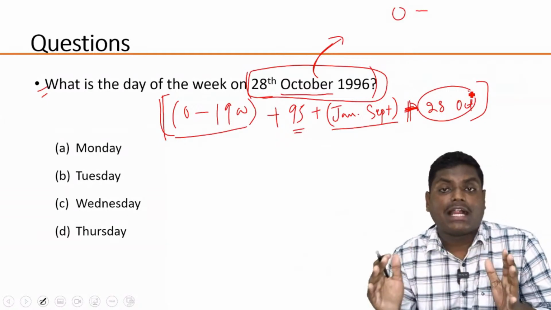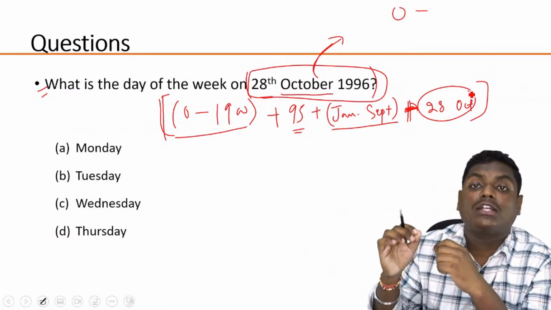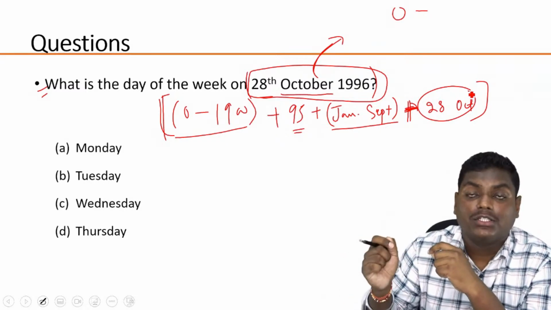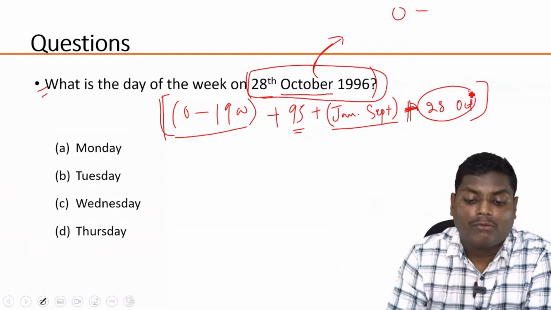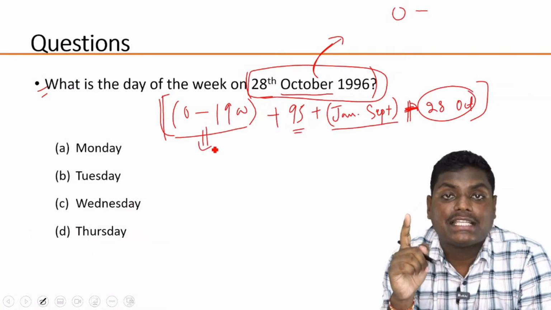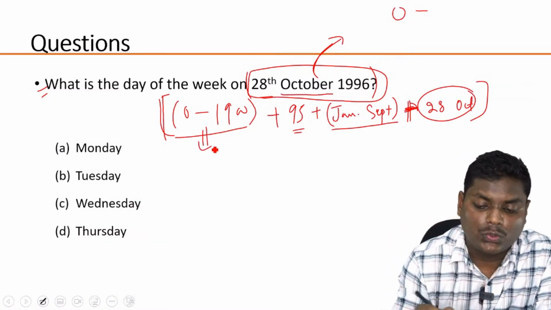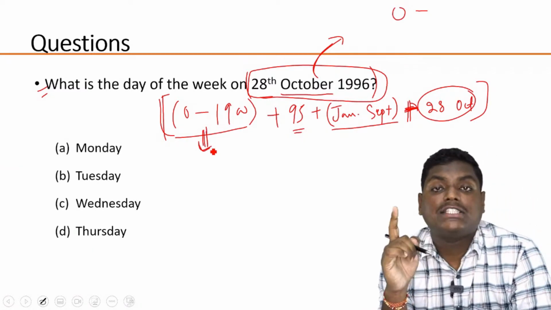So let's start and approach this systematically. That is more important. In every case, you want to see the number of odd days. That's how we can correlate and find the value that we'll be getting. So what is the number of odd days in 0 to 1900? Try this out. What is the number of odd days in 0 to 1900?